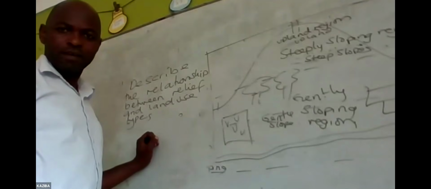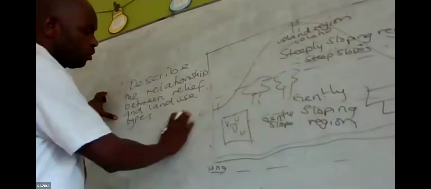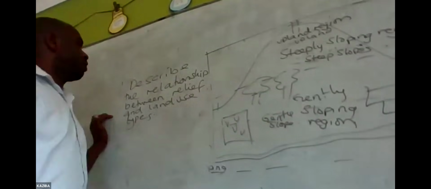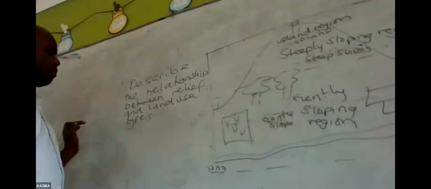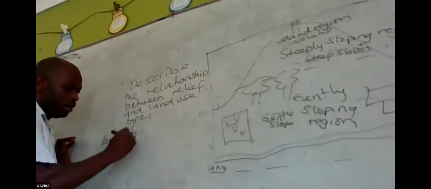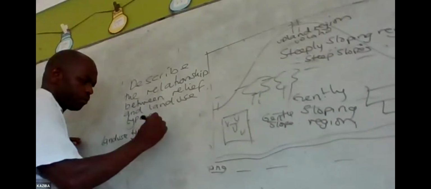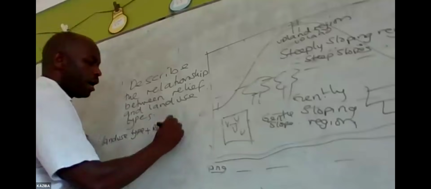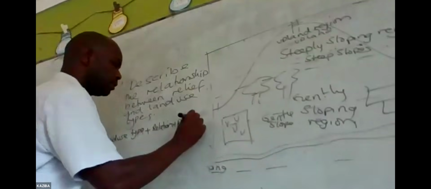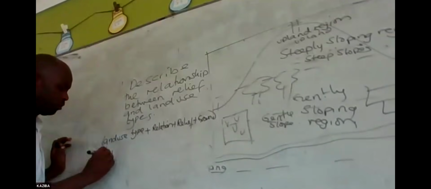Okay? Oh, I'm very speedy. It's okay. Describe the relationship. I have to cover a lot of things, so you'll go back and watch the video. Describe the relationship between the relief and land use types. So the best formula is start with the land use type. Land use type, plus a relationship, plus relief, plus ground, plus reason.